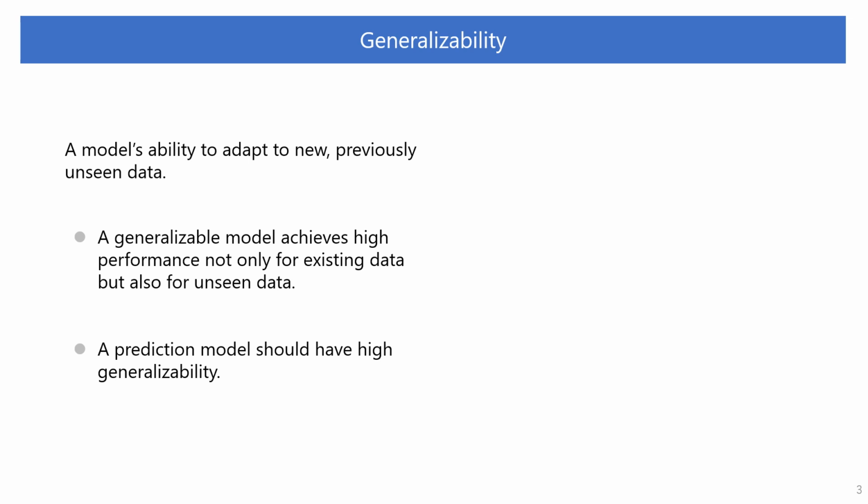In supervised learning, the prediction model should have high generalizability. Generalizability refers to a model's ability to adapt to new, previously unseen data. So, a model with high generalizability should achieve high performance not only for existing data, but also for newly unseen data. The purpose of predictive analytics is to build a model that can predict new data accurately. Therefore, a predictive model should have high generalizability.